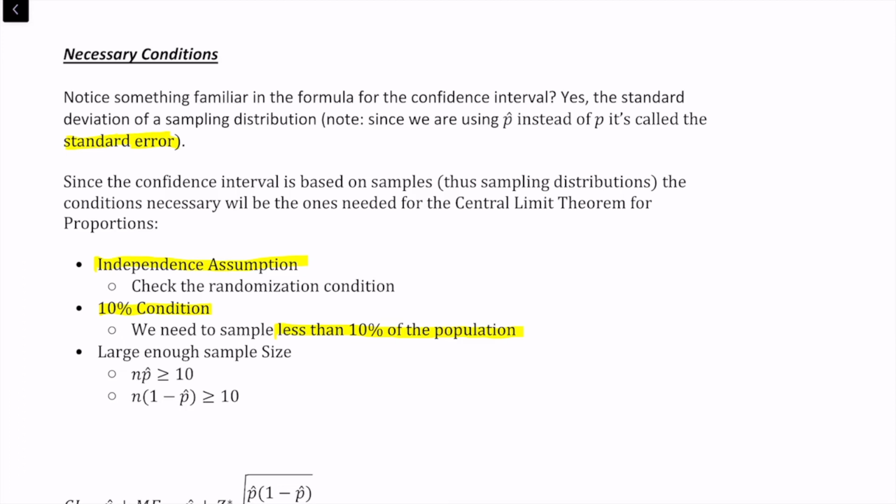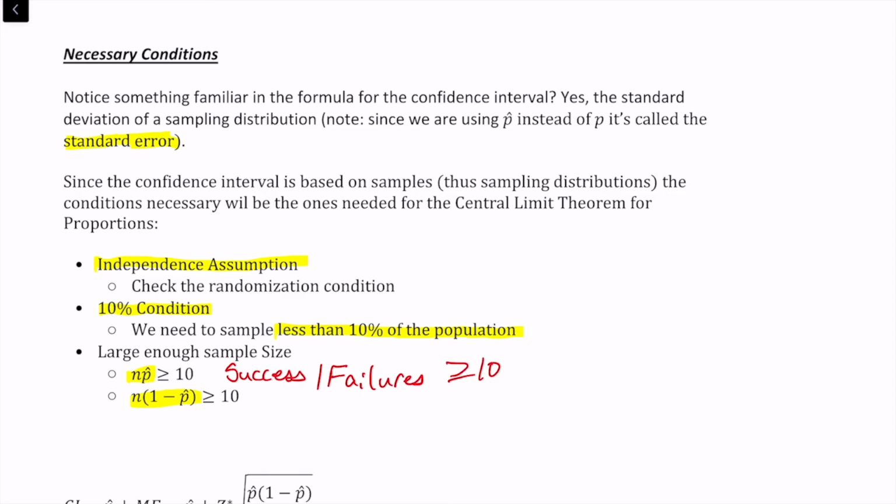And then lastly, we need a large enough sample size. So if you recall the central limit theorem for proportions, to get a large enough sample size, we checked n times p. Well, this time we're going to check n times p hat, n times the sample proportion. We need that to be greater than or equal to 10, and we also need n times 1 minus p hat to be greater than or equal to 10. Remember, we refer to this as the success and failures condition. We need the number of successes and the number of failures to be greater than or equal to 10.